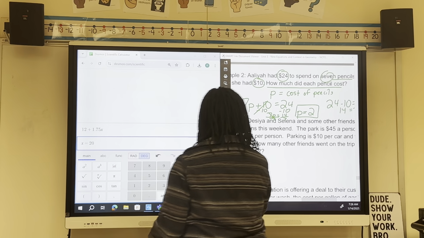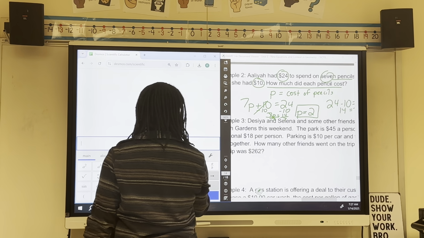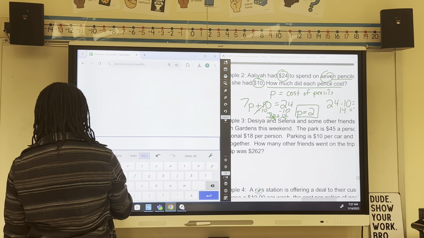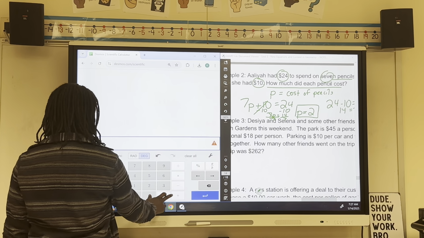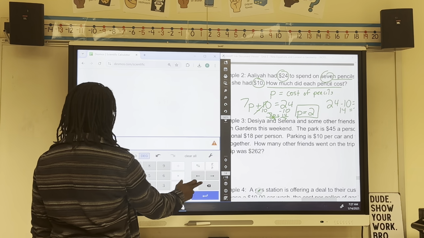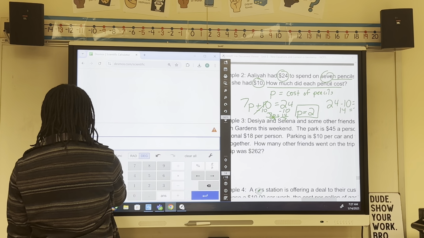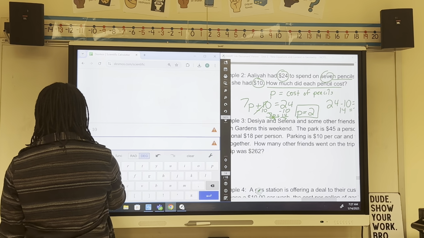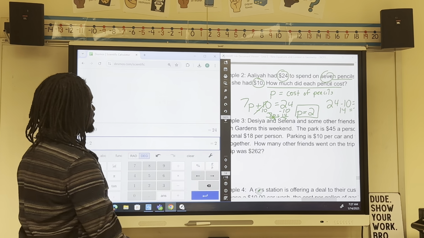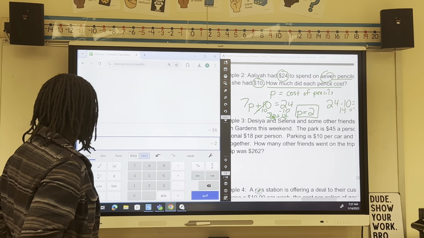All right, so my equation. Okay, 7p plus 10. Okay, and then where p equals 2. All right, and then that should equal 24.